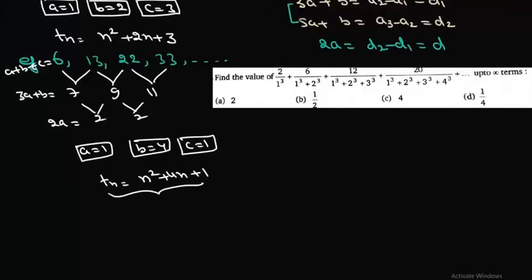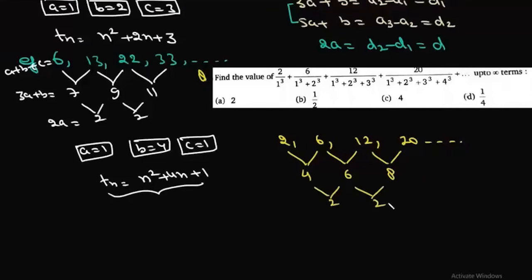Now let us take another question, and here we need to find the sum of the series up to infinite terms. What we'll do is we'll find the sum up to n terms. Now in the numerator we have the series 2, 6, 12 and 20 and so on. We'll write the differences: 6 minus 2 is 4, 12 minus 6 is 6, 20 minus 12 is 8. Now this is 2 and this is 2.